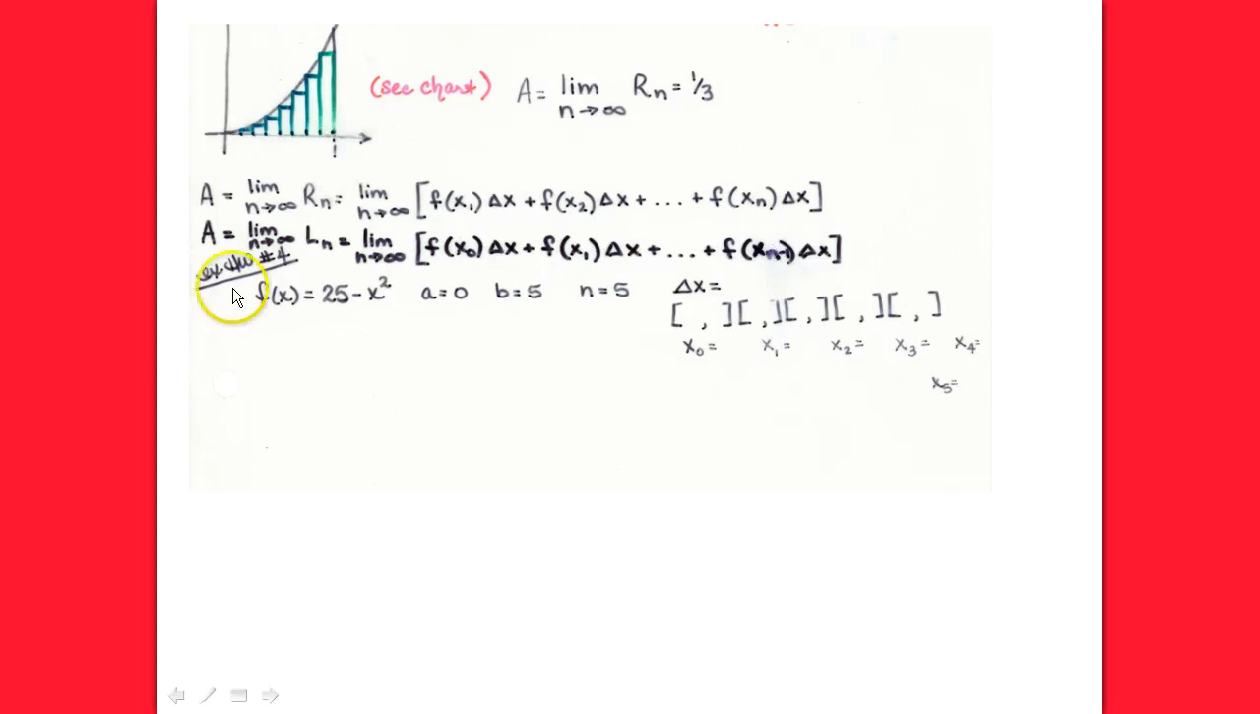Let's look at example number 4 from the homework. So over on page 322, example number 4 says, estimate the area under the graph of f of x is equal to 25 minus x squared from x equals 0 to x equals 5 using 5 approximating rectangles and right endpoints. Sketch the graph in the rectangles, figure out if it's an underestimate or overestimate, and then for B, repeat the same thing with left endpoints.